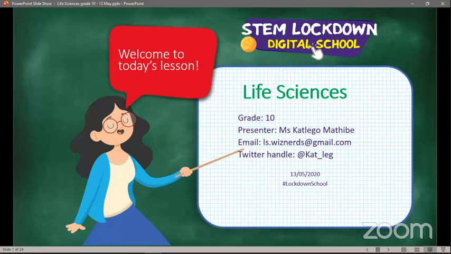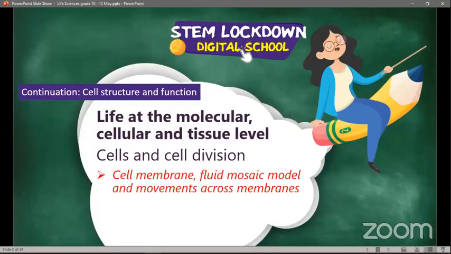Now, as you know, on Monday we started a new topic, which is on cells under the strand life at the molecular, cellular, and tissue level. We are still on that topic and we are continuing with cell structure and function. Today we are going to talk about the cell membrane, fluid mosaic model, and movements across membranes.